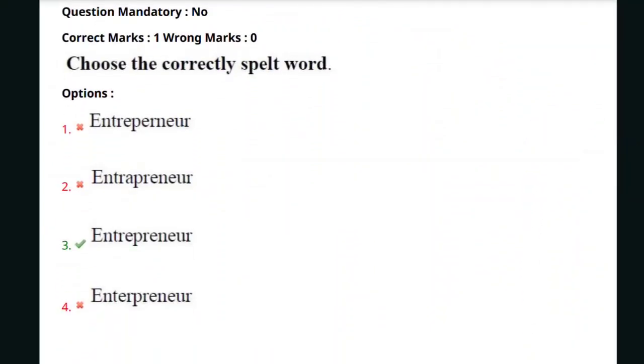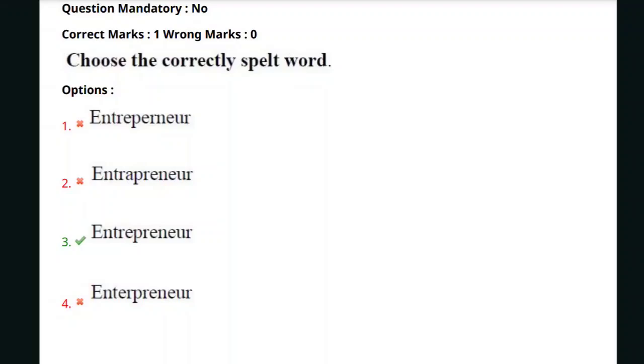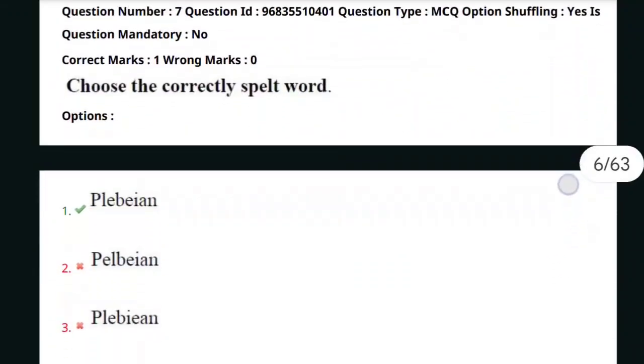Now let's move to another question, sixth question. Again the question is on spelling. Choose the correctly spelled word. Here we have 4 options, and the correct answer is entrepreneur. The third option, entrepreneur, which means a person who creates or sets up a new business, and it is a noun. Let's move to another question, seventh question.